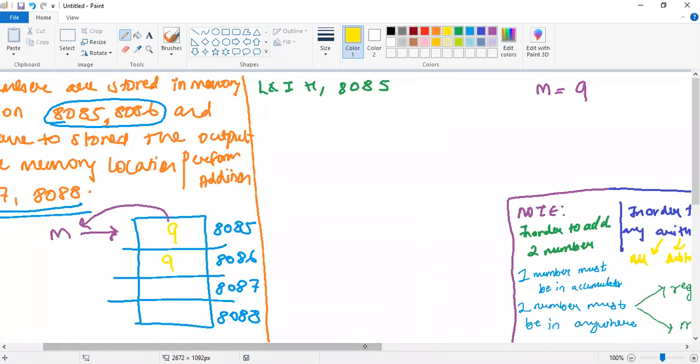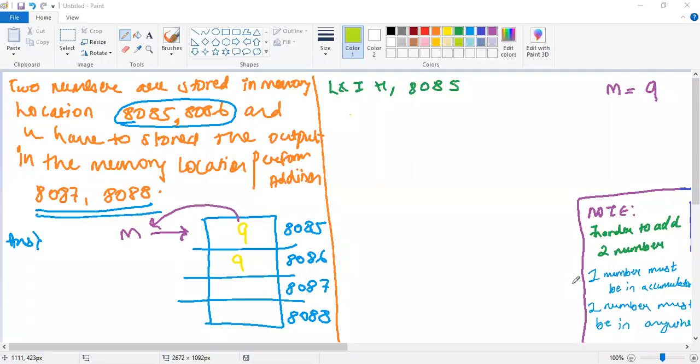So, see now, I'm sorry. Our first statement is what? Our first statement is LXI H, 8085. This means what? In your M, the content 9 will be copied. Okay. Now what I have to do, I want this number also, no? So I have to point here also. So I will write what? I will write increment H. See, first of all, wait, let me make some more concepts clear. Then it will be easy for you.